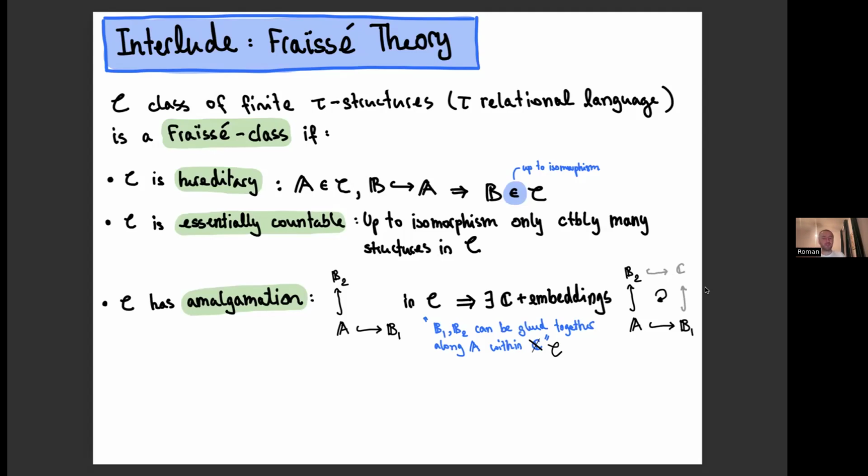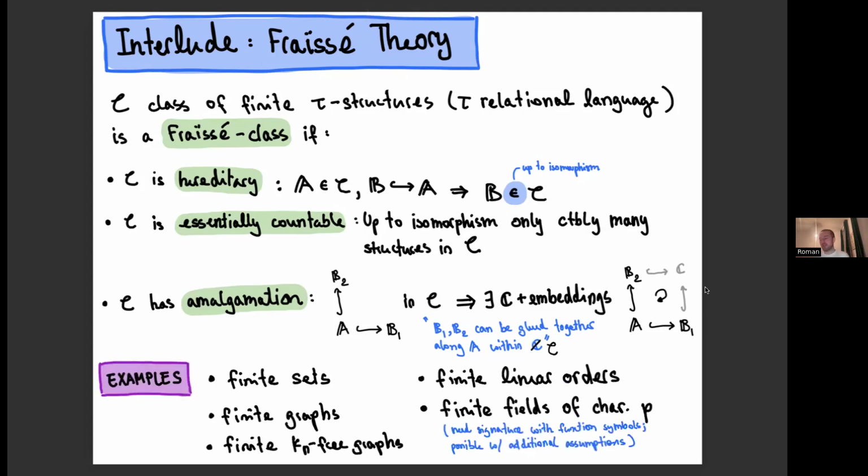If we have a Fraïssé class and we ask it to be hereditary, then this structure C can actually be taken to be the joint image of B1 and B2 under those two embeddings. So the amalgamation property really says that if you have structures B1 and B2 in curly C with a common substructure A, realized by the embeddings from A into B1 and B2, then along A you can glue them together and still remain in the class curly C.